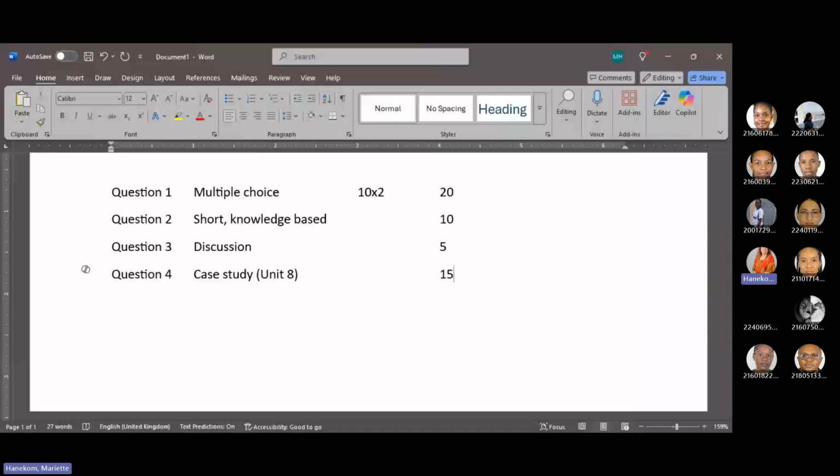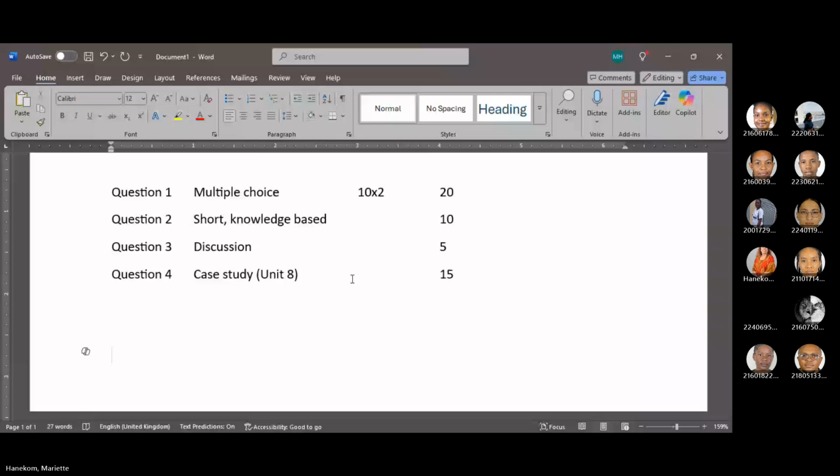So your short knowledge-based questions, you know by now. Please watch your mark allocation. If it's a 2-mark question, then I don't want half a page. If you find yourself writing half a page for a single 2-mark question, you're writing nonsense.